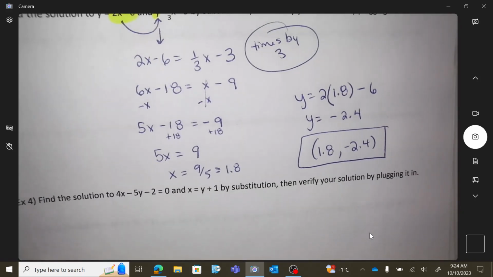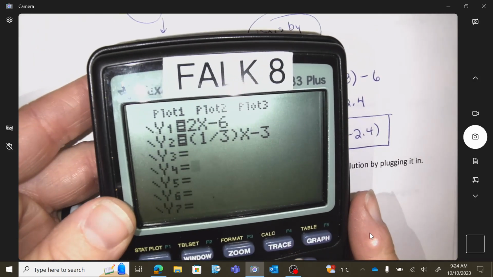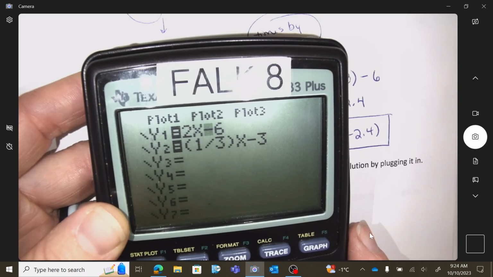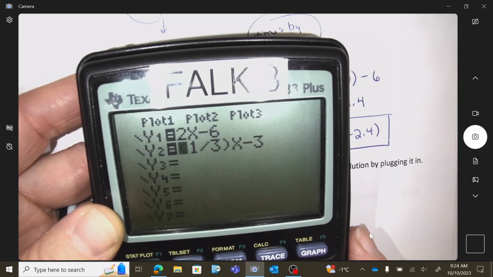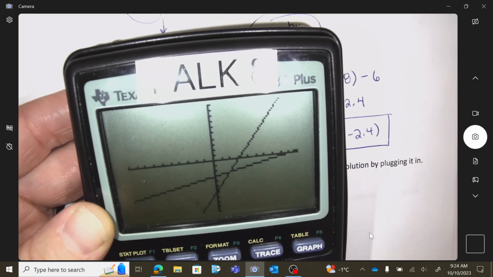Okay, so guess what I'm going to do? I'm going to verify this with my applied math. People that are taking applied, once you get to grade 11, here's what I would do in applied. Here's my first equation, y equals 2x minus 6. So I type that in. The second equation is y equals 1/3 x minus 3. And I'm going to graph.